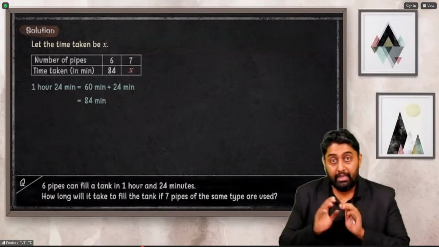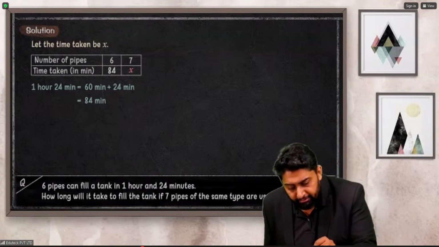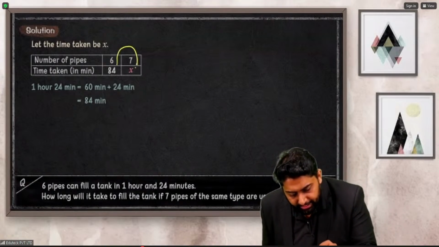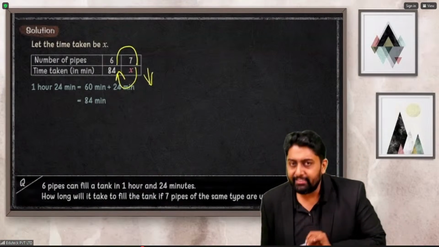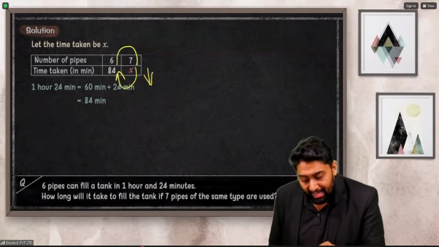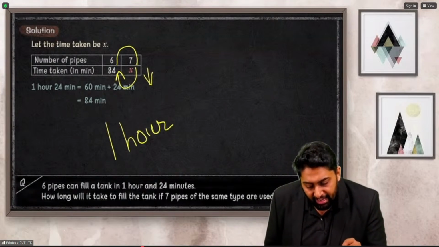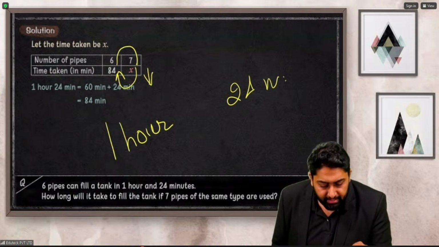Less than 84. Why? Because one value has increased. That means the second value has to decrease. Decrease means the answer has to be less than 1 hour and 24 minutes.